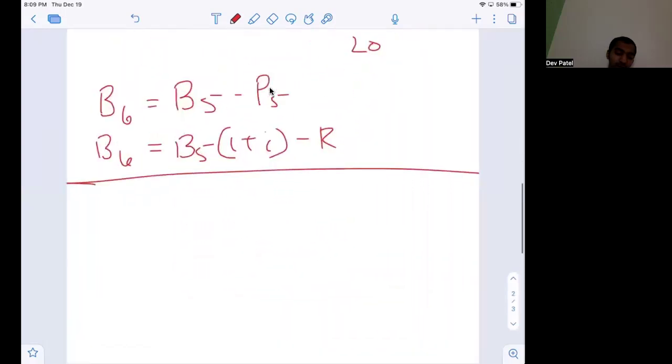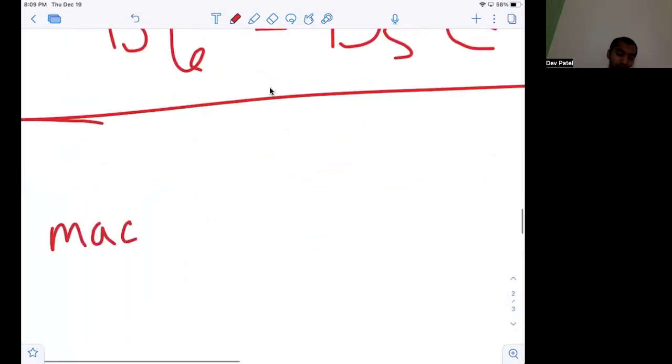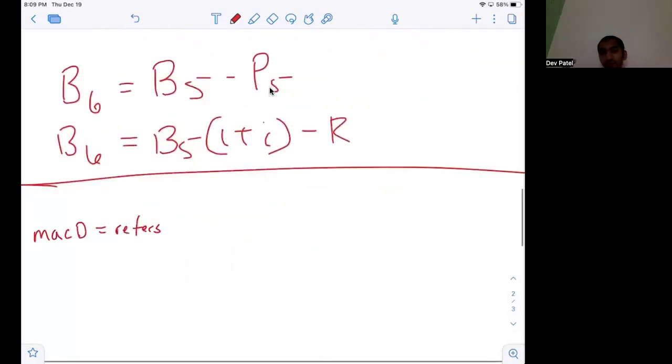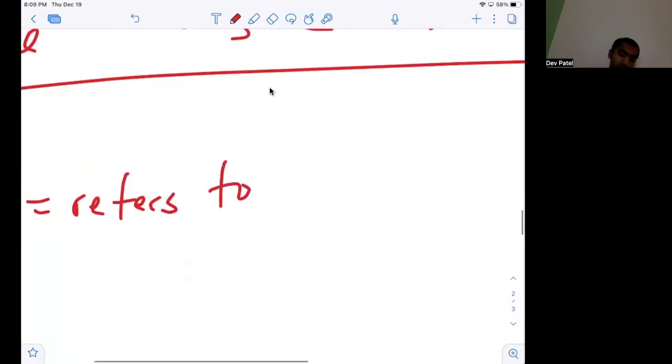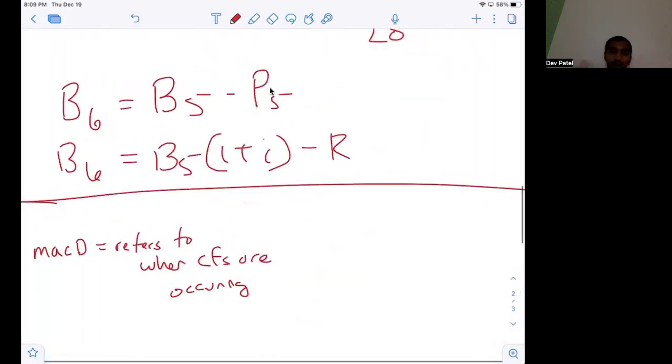And then if we go to MACD, MACD refers to when the cash flows are occurring. It's a representation of when the cash flows are occurring in an investment time diagram, or in a set of given cash flows on a time diagram.